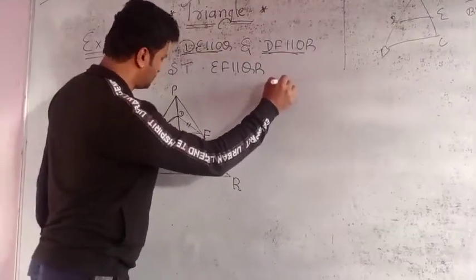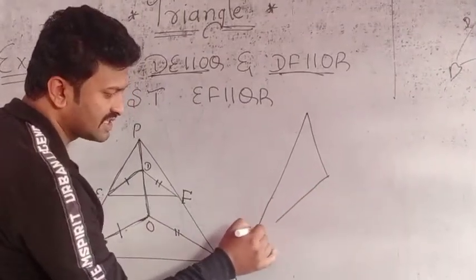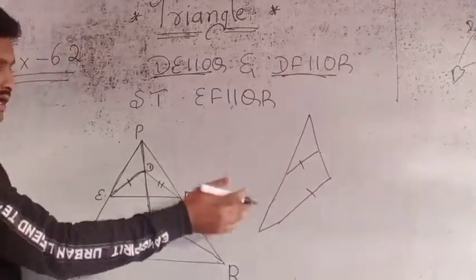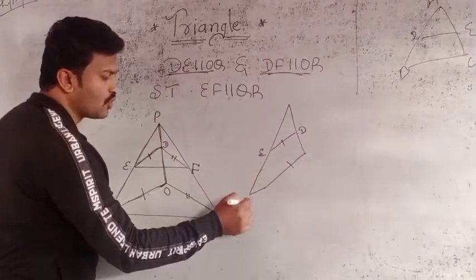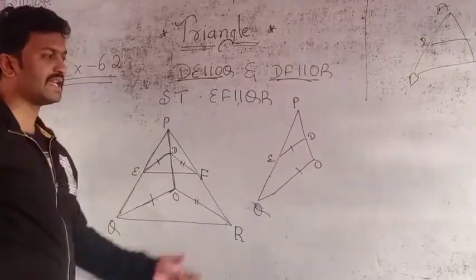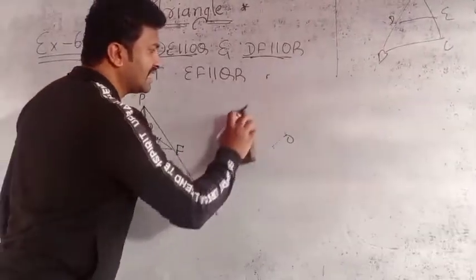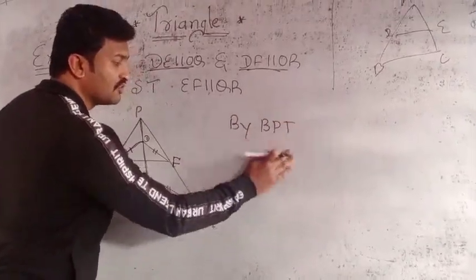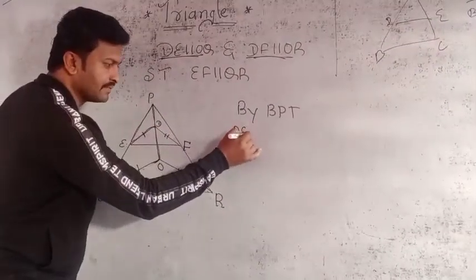Which triangle? For this triangle, you apply BPT. They are given these two sides are parallel. This DE is parallel to which one? OQ. This is P. Now you apply BPT. From BPT, what we have? By BPT, you have to mention this one. We have PE divided by.